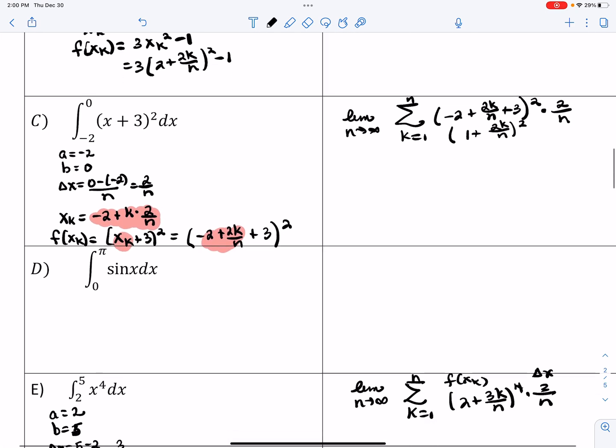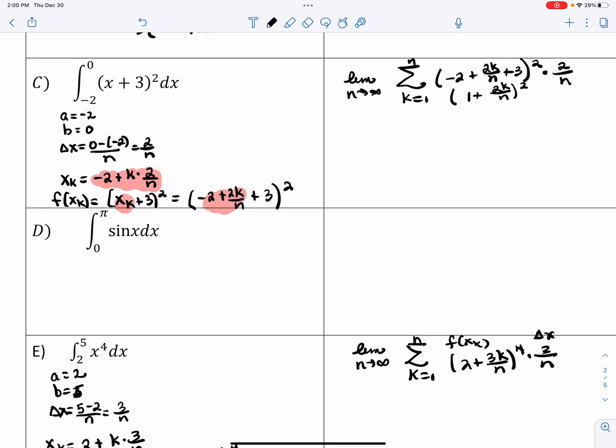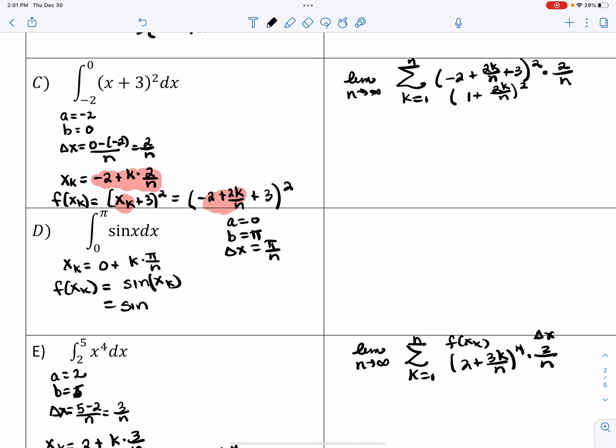And finally, for D, A is 0, B is pi, our delta x is pi over n, our x sub k here would be 0 plus k times pi over n. F of x sub k would be sine of x sub k. So in this case, it would be sine of pi over n.